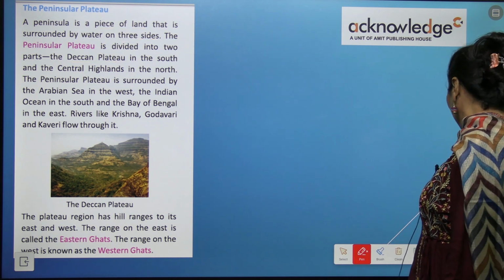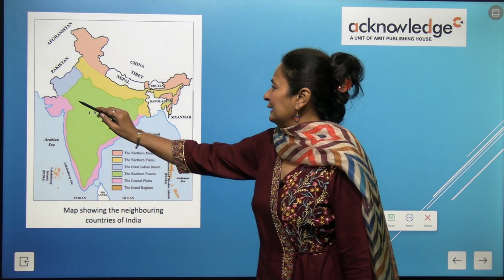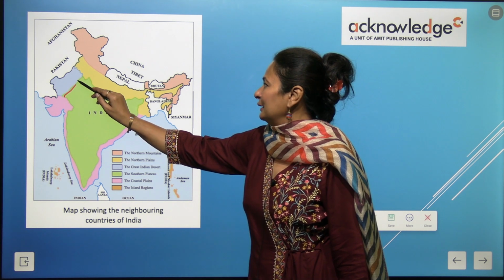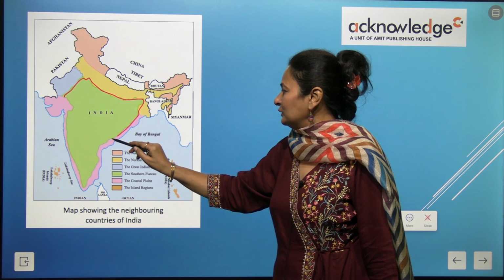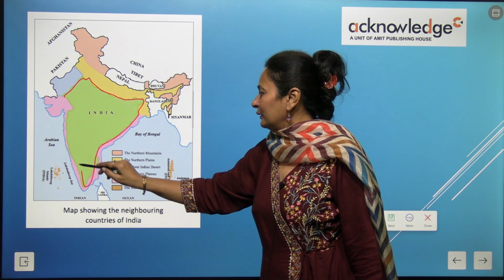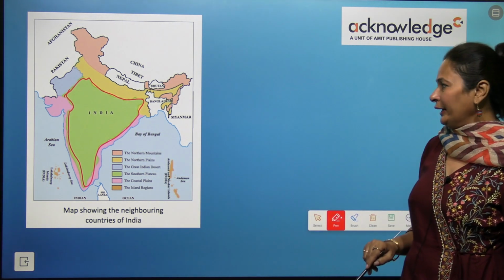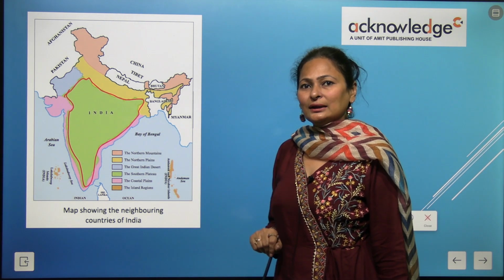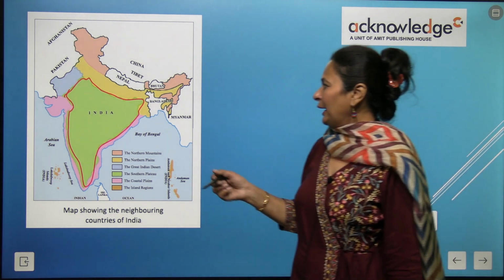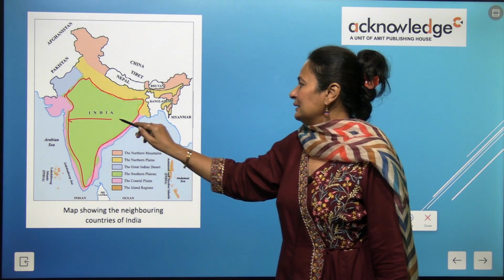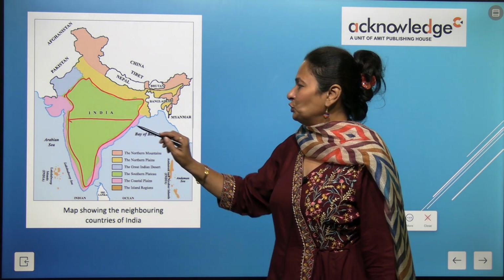So let's see in the map again. So Peninsular Plateau, this is the Southern Plateau. This is the green part. It is triangular in shape, right? This part is covering a major part of our India. This is called the Southern Plateau or the Peninsular Plateau. It divides the southern plateau into two.